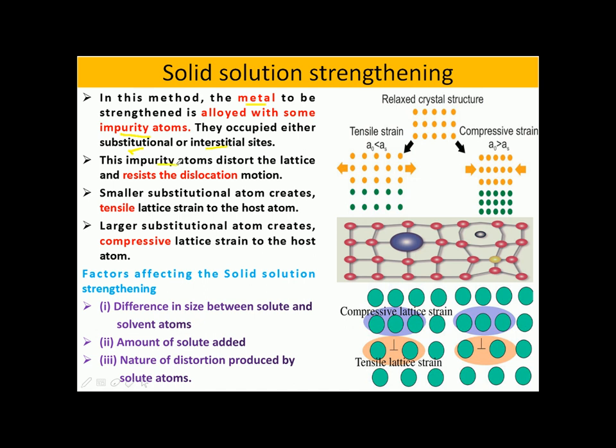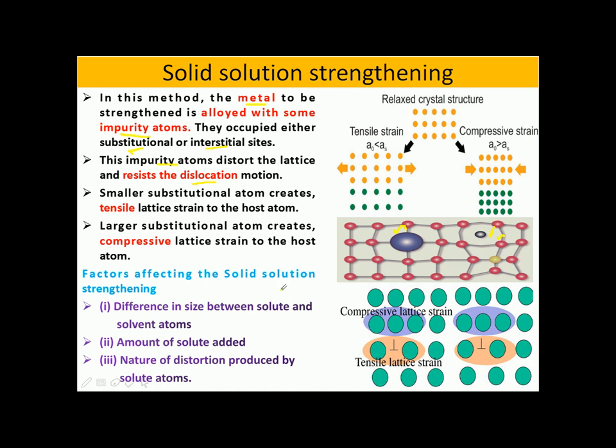These impurity atoms restrict or reduce the movement of dislocations. How? A smaller substitutional atom creates tensile lattice strain in the host atoms. These are the host atoms. This one is the substitutional atom. So a smaller substitutional atom creates a tensile lattice strain, but a larger substitutional atom creates a compressive lattice strain because the size is much greater.